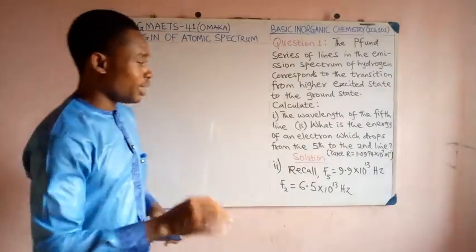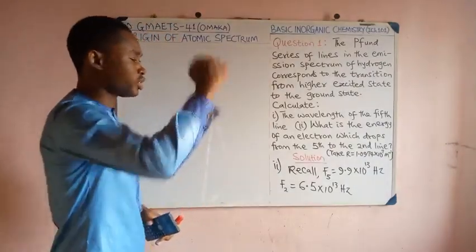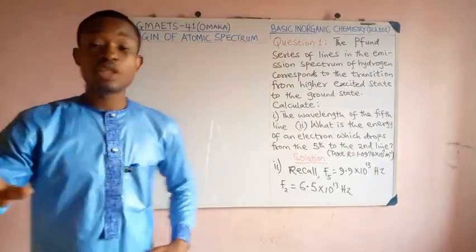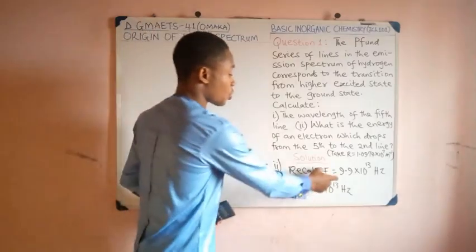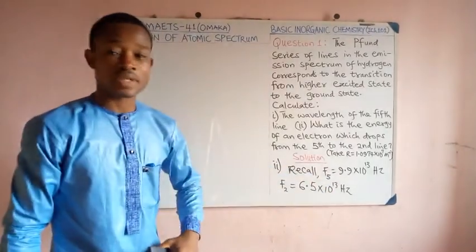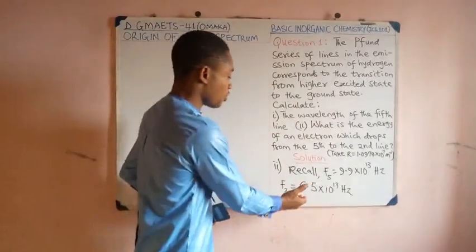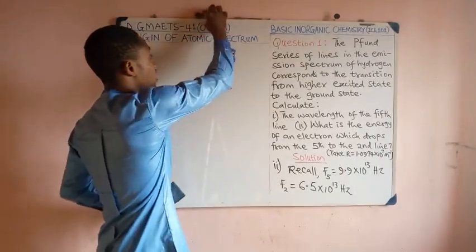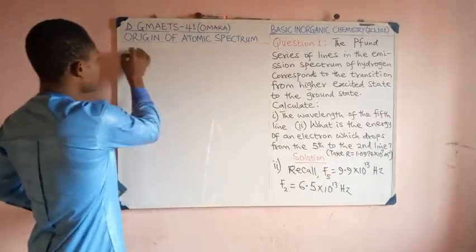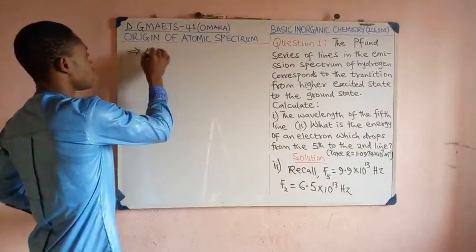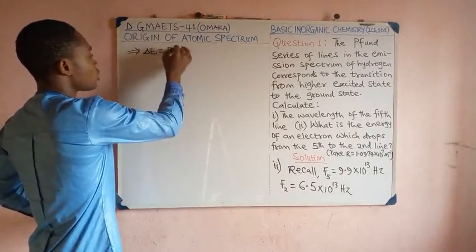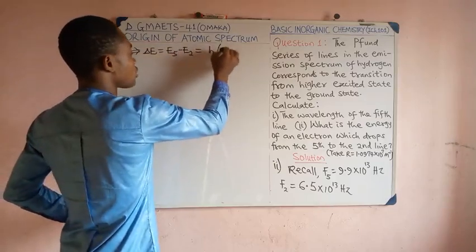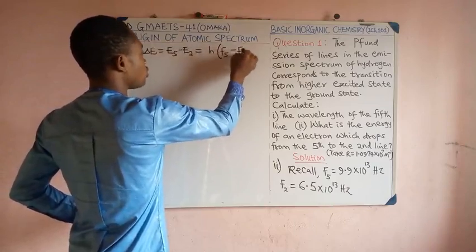We now want to determine the energy of the electron which dropped from the 5th to the second line of the Pfund series. Before the short break, we already obtained the frequency of the 5th line to be 9.9 times 10 raised to the power 13 hertz, and the frequency of the second line to be 6.5 times 10 raised to the power 13 hertz. So we're going to substitute into the equation that the energy change is equal to E5 minus E2. That is equivalent to Planck's constant times F5 minus what? F2.